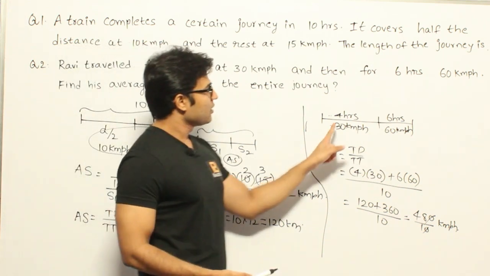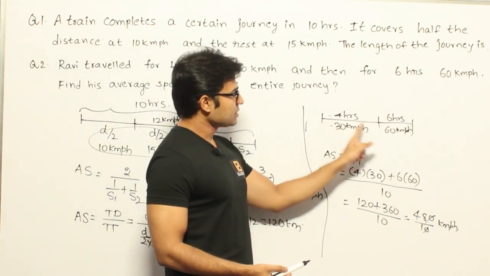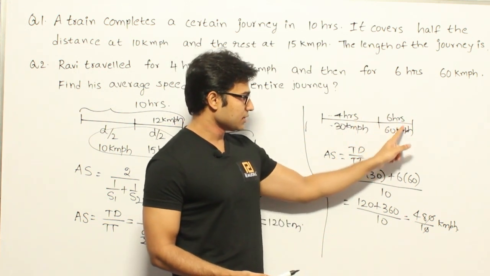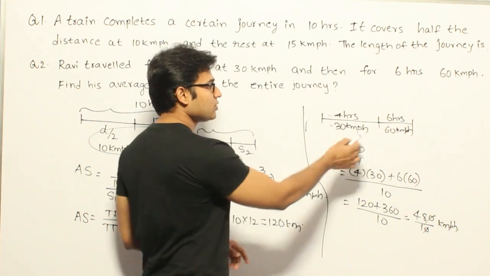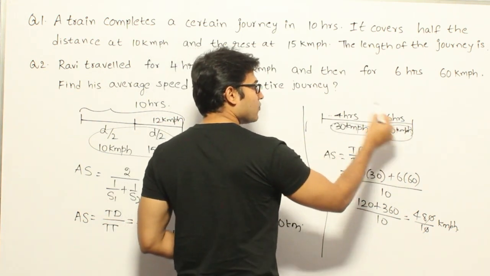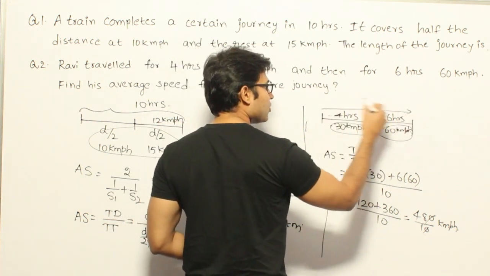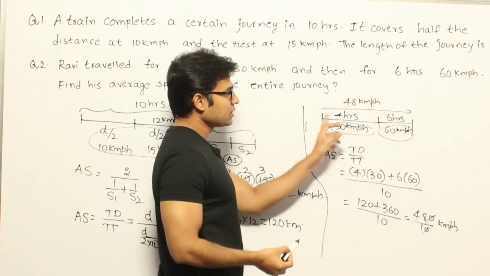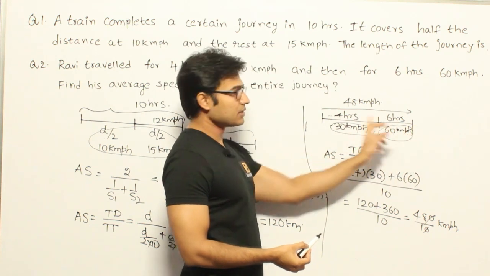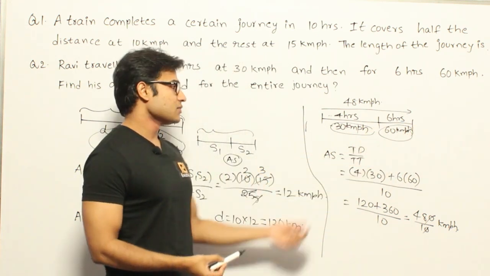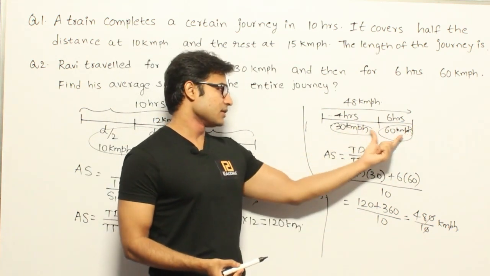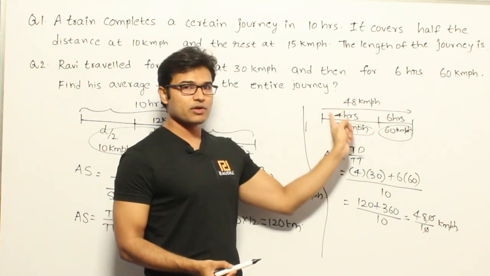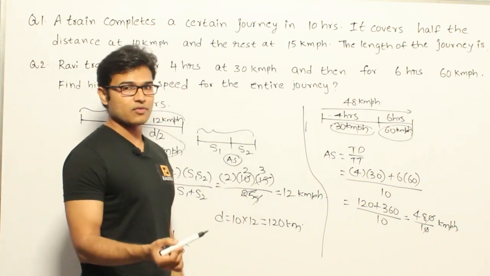If you had covered this much distance in 4 hours at this speed and this much distance in 6 hours at this speed, instead of using two different speeds, if you would have used this speed, 48 kilometers per hour, then also you would have covered the same distance in this time. Got it? Instead of covering these two distances at these two speeds, if you have covered the entire distance at this speed, you would have taken the same time. That is the meaning of average speed.